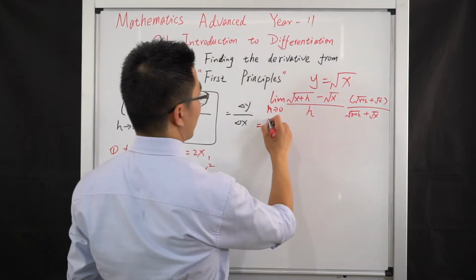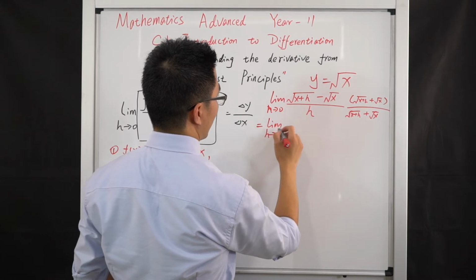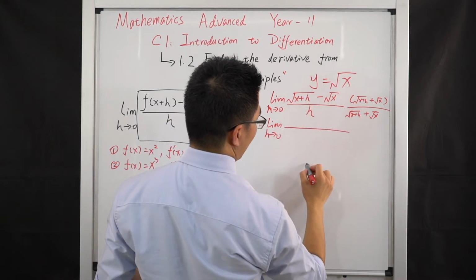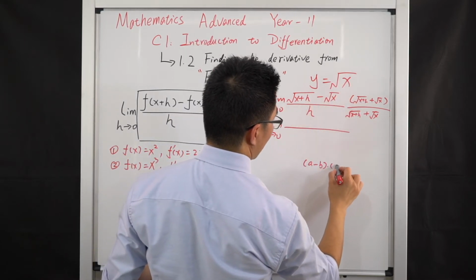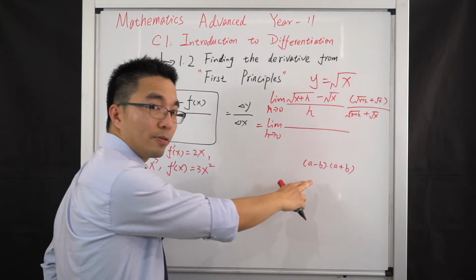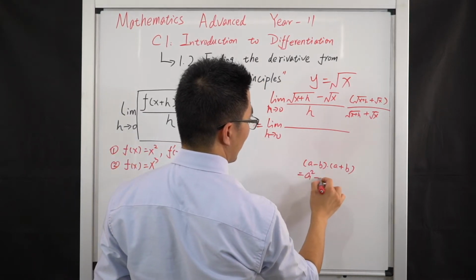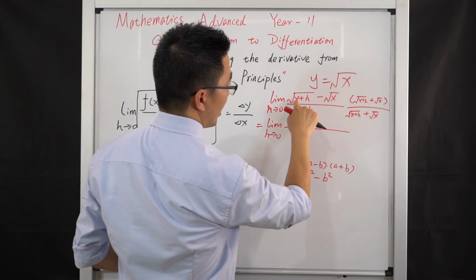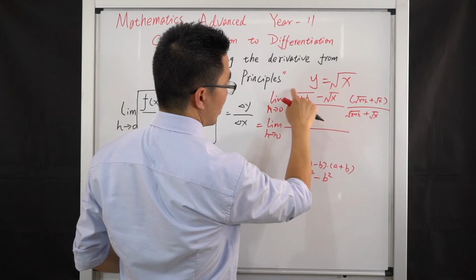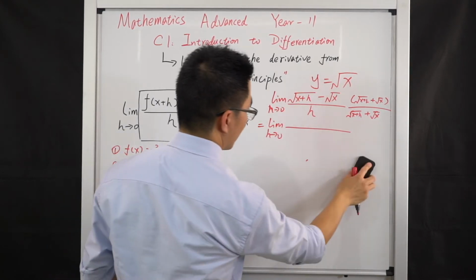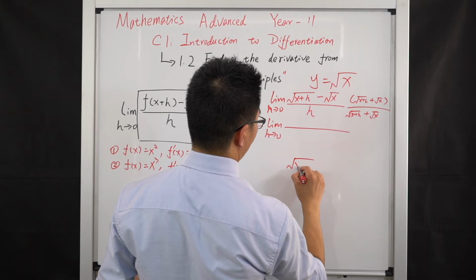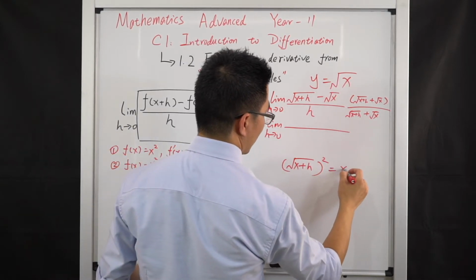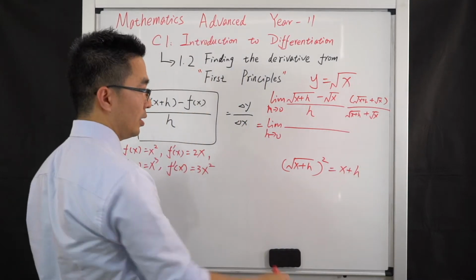The limit as h goes to 0. On the numerator, we start from (a minus b) times (a plus b). From this formula, it becomes a squared minus b squared. So when this one times this one, it becomes the square root of (x plus h) squared. So this one is actually equal to x plus h.